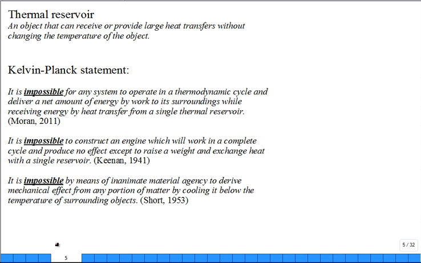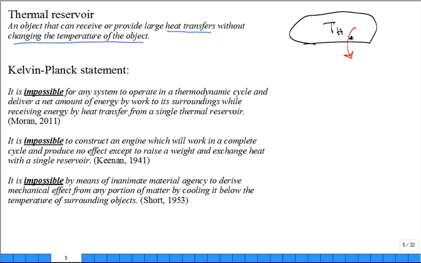Before we get to other statements, they struggled with it. Other statements of the second law were done by other people, and the idea of a thermal reservoir came to mind. Here is a definition of a thermal reservoir: an object that can receive or provide large heat transfers without changing the temperature of the object. Usually we draw it like this. If it's a warm thermal reservoir, it's at a high temperature, TH, meaning if I take some heat transfer out of it, TH stays TH.